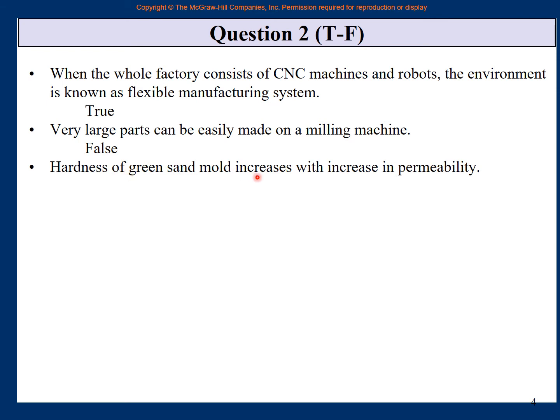Hardness of green sand mold increases with increase in permeability. What do you think? Permeability means that there are holes, right? There are small pores and holes from where gases can escape. So for escaping of gases, it is good. But any structure which has a lot of holes inside, will it have a good hardness? No. So hardness definitely does not increase with permeability. So your answer is false.